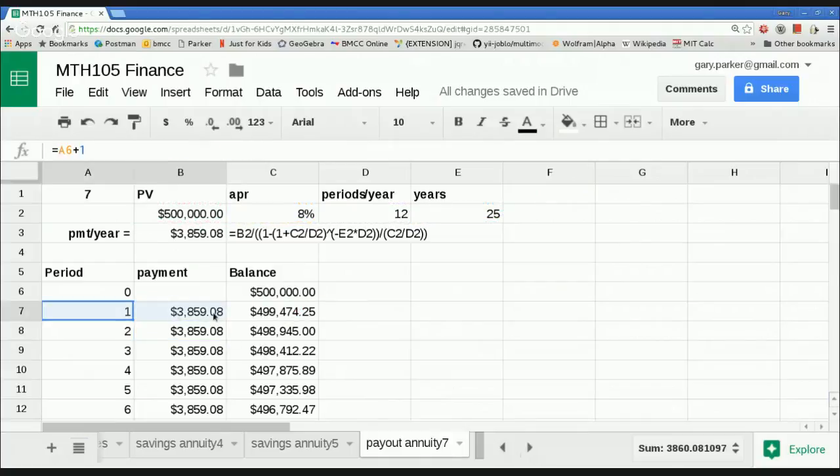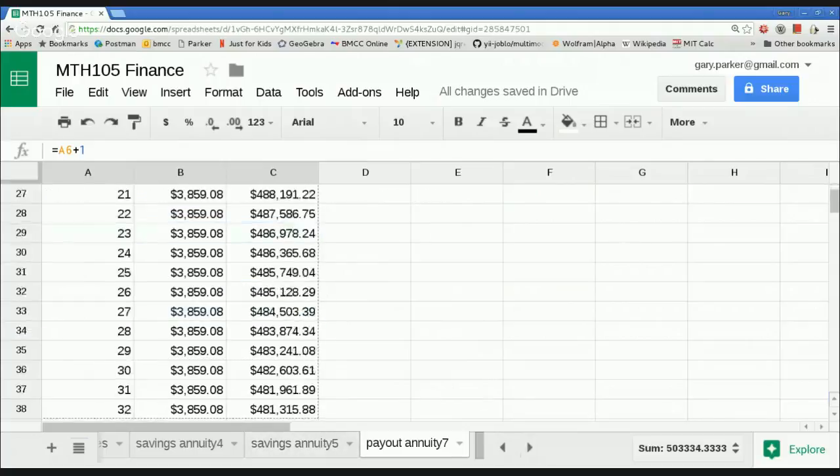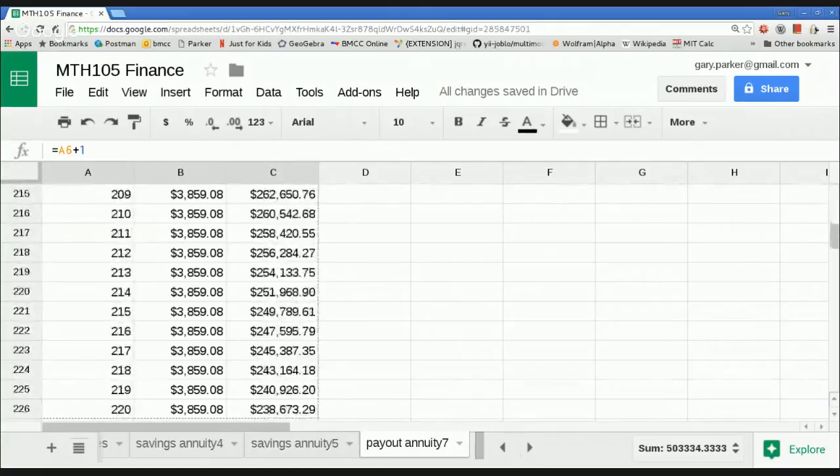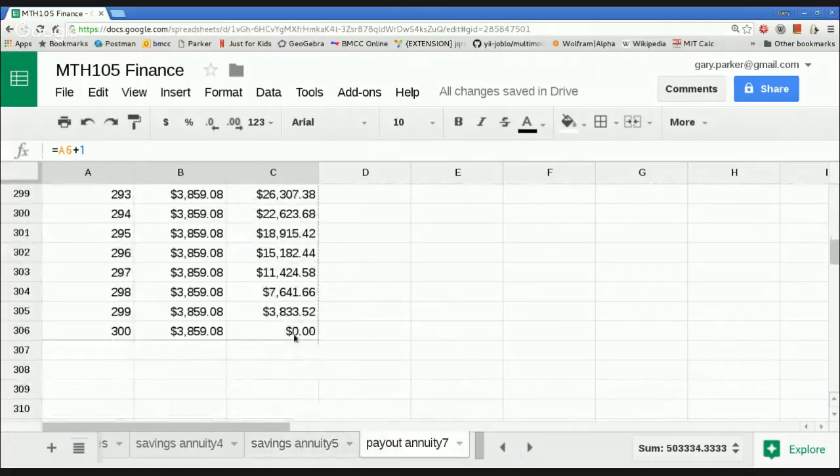So I'm just going to fill this set down, and 12 times a year, 25 years, that should give me 300 months. So we're just going to fill that down for 300 months. And what we should find is we get a zero balance at the end. And bang, there it is. I finally drawn my account down to zero.